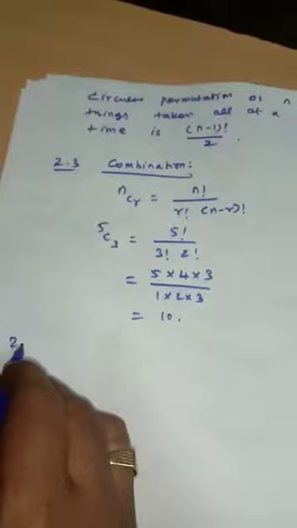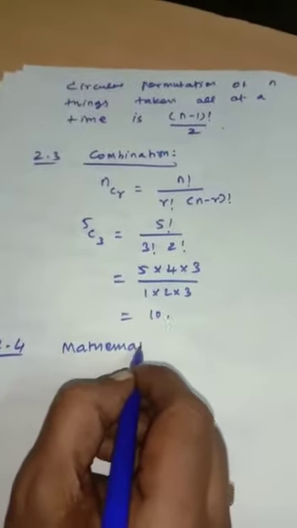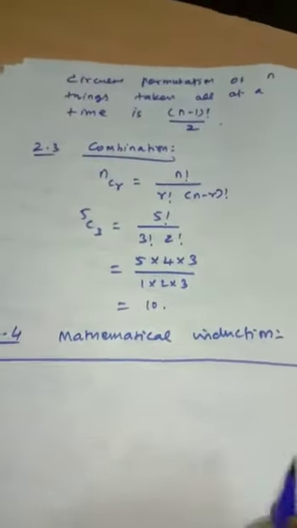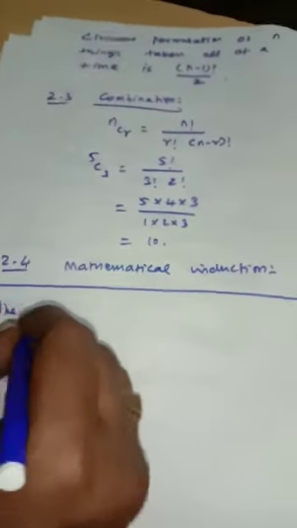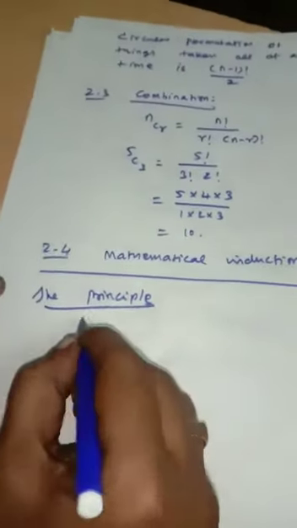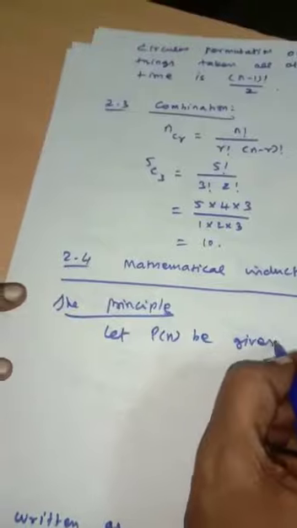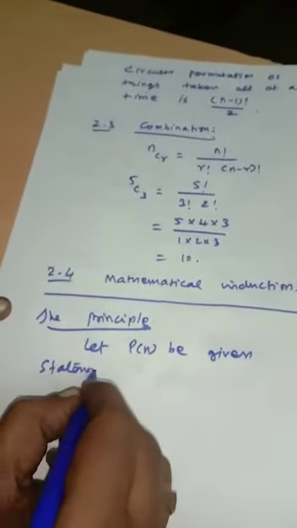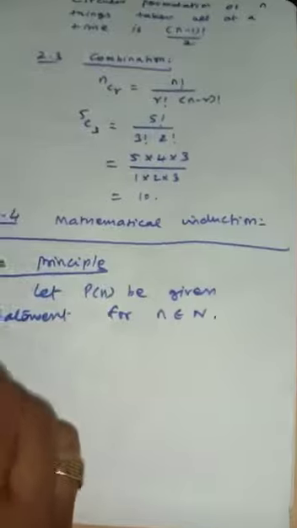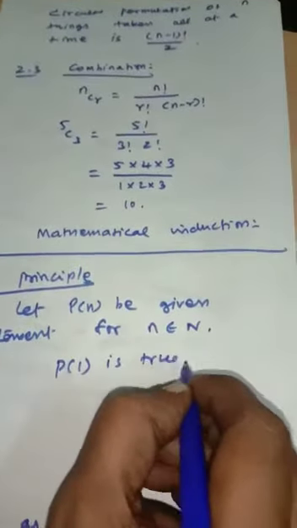Then 2.4 Mathematical induction. The principle. Let P(n) be a given statement for n an element of capital N. Step 1: P(1) is true. We have to prove that.